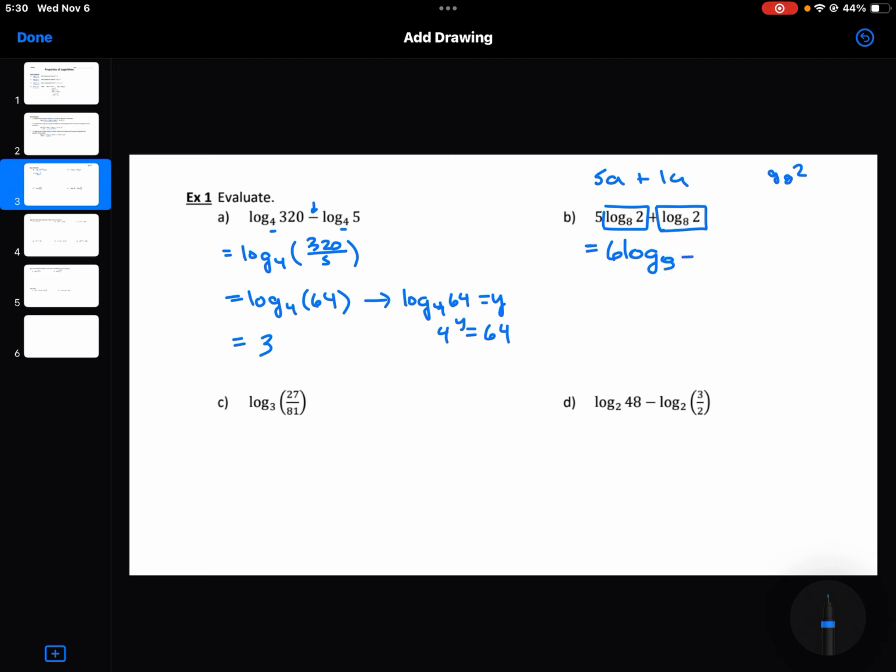And then I'm going to evaluate that expression just by focusing on this piece. So I'm going to change log base 8 of 2 into exponential form. So 8 to the y equals 2. I notice that that number is getting smaller, so my exponent is going to be a fraction. And I also know that 2 cubed is 8, so that means that y has to equal 1/3.